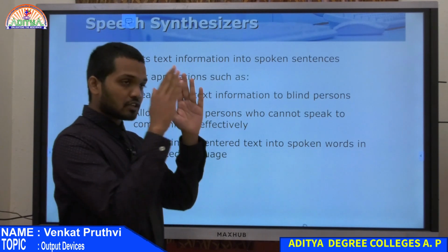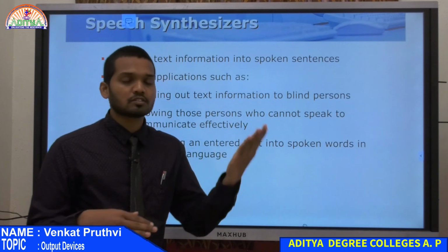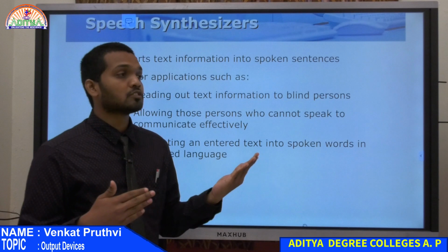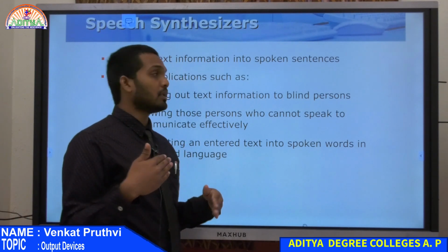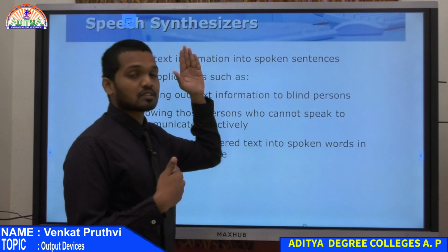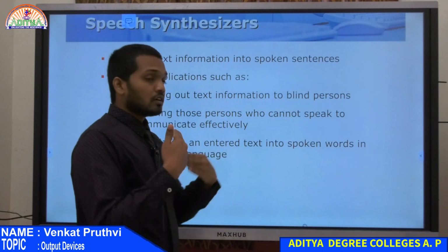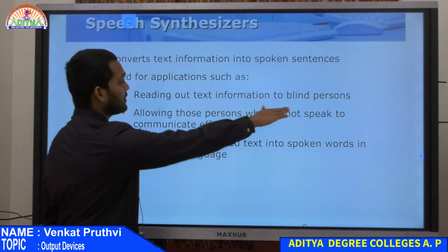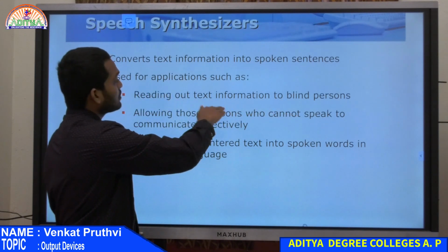Whatever text is displayed on the monitor is also an output, right? That output is in the form of text. So how do you get it into an audio form? With the help of speech synthesizers. These help us get the output in the form of audio, which is very helpful for blind people for reading out text information.